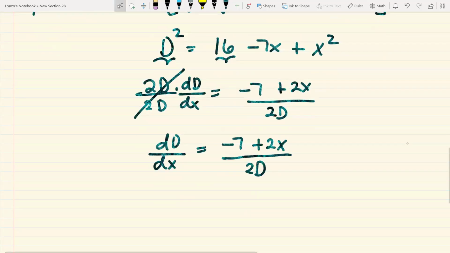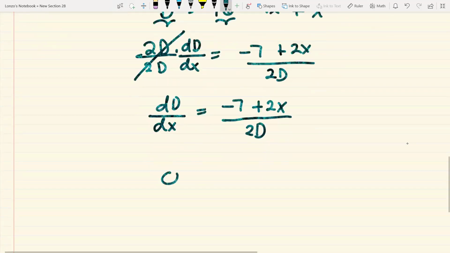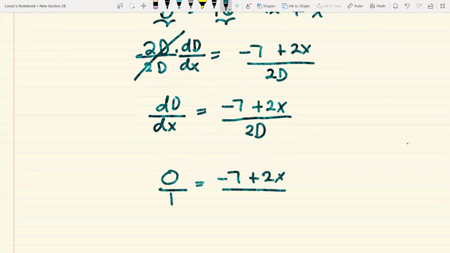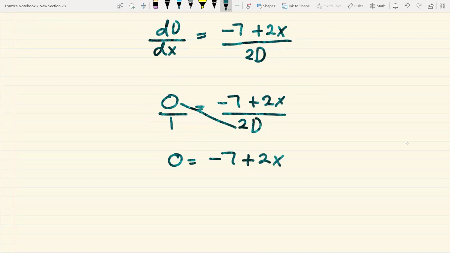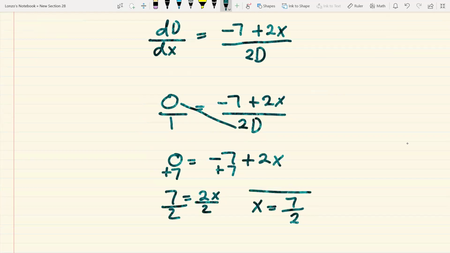Okay, then what I would do is set your dd over dx to 0. So 0 over 1 equals negative 7 plus 2x over 2d. And if I cross multiply, the 2d becomes 0, right? 0 times 2d is 0. 1 times negative 7 plus 2x is negative 7 plus 2x. Solve for x, so I'm going to add 7. I get 7 equals 2x. Divide by 2, and I get x equals 7 over 2. Okay, now that is your critical value.